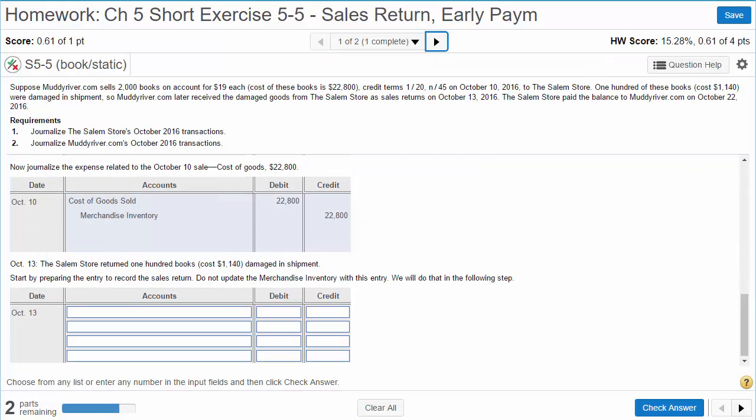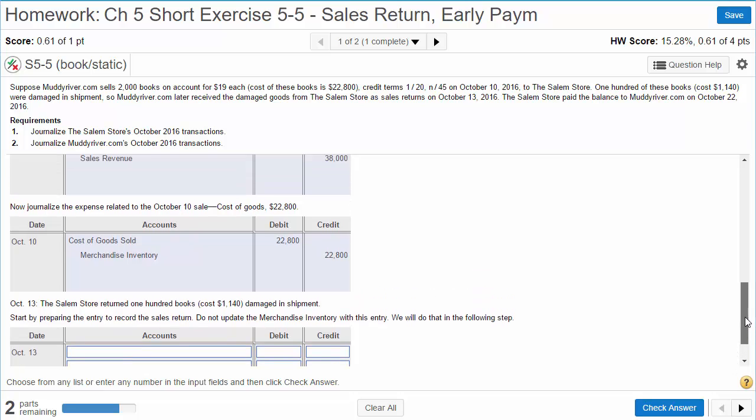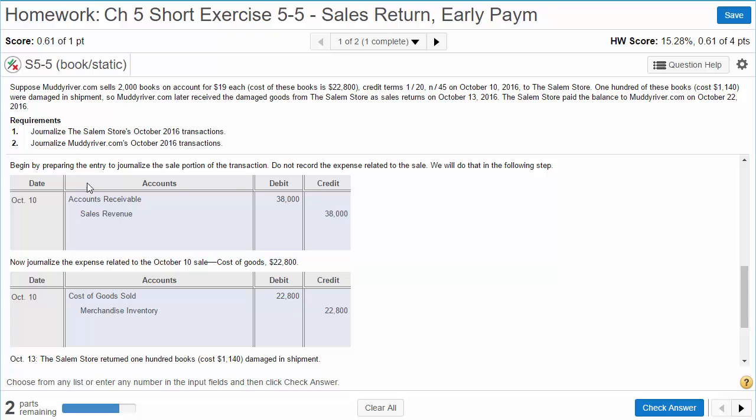Okay, not too bad. So now it says the Salem store returned 100 books that were damaged in shipment. So we need to record the sales return. So here's what's going on. Up here, we made our sale. Both of these transactions represent the sale. And now they're going to return some of it. So when the customer returns it, we're going to reverse all these transactions. But instead of lowering sales revenue directly, we want to keep track of sales revenue.